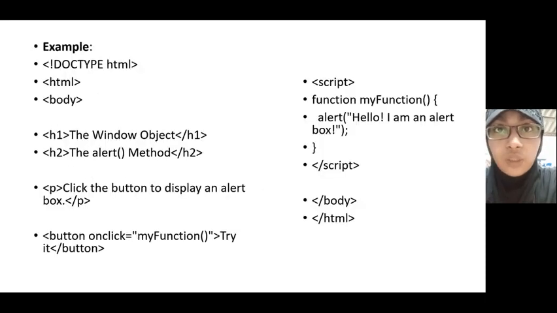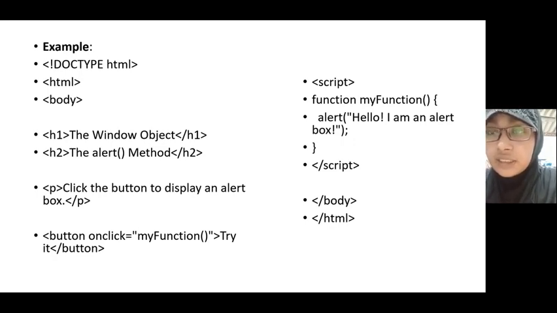See the example. In the body tag, we wrote two heading tags: the window object, the alert method. Click the button to display an alert box. We wrote a function button, and in the script tag, we wrote the function myFunction, alert, Hello, I am an alert box. And we close the script tag. When we click the button, we get the alert: Hello, I am an alert box. So this is it, and we discussed the contents here.